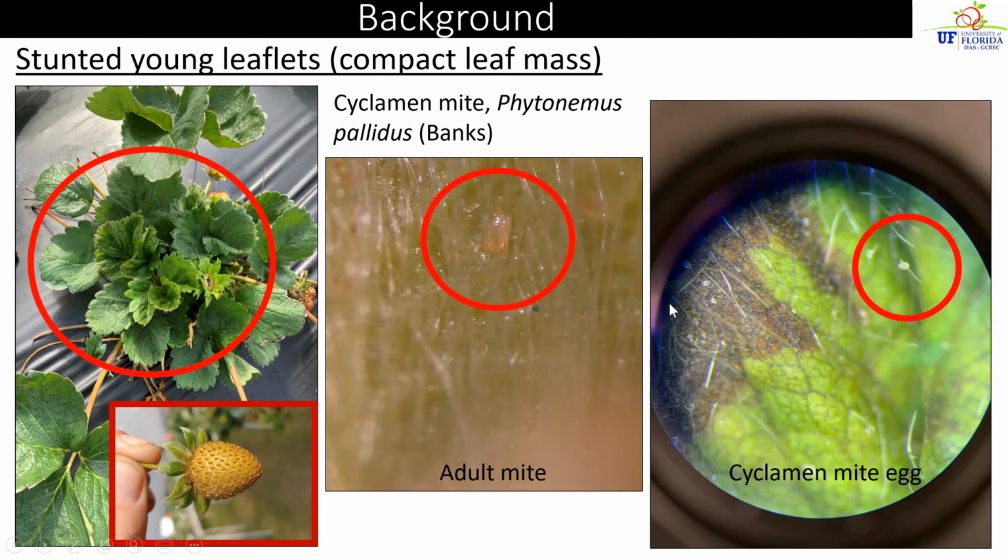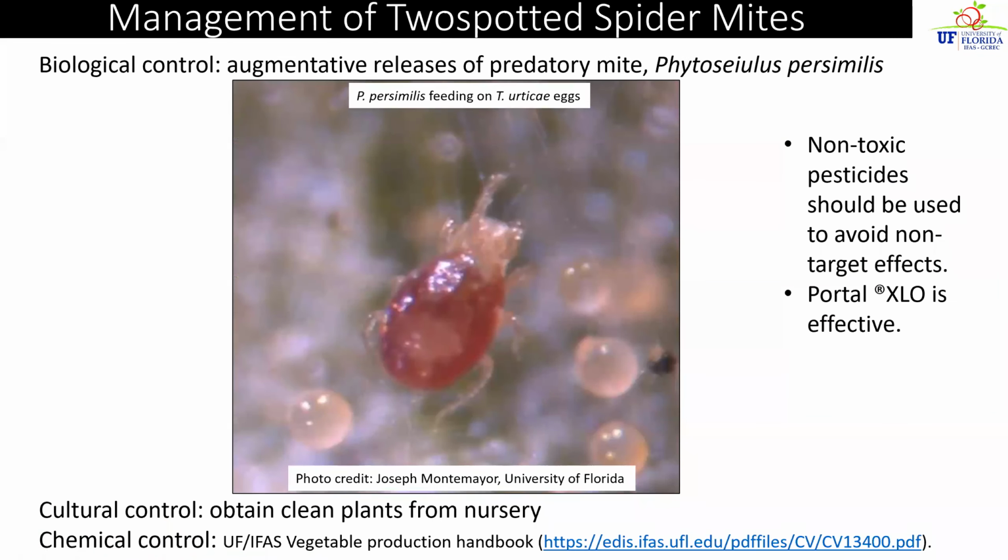Adult mite does not have any spots and appears clear and light pinkish in color. The eggs are oval in shape and laid at the edge of the leaf hair as shown in the picture on the right. The best way to manage the two-spotted spider mites in the field is augmentative releases of the predatory mite Phytoseiulus persimilis. This is called biological control.